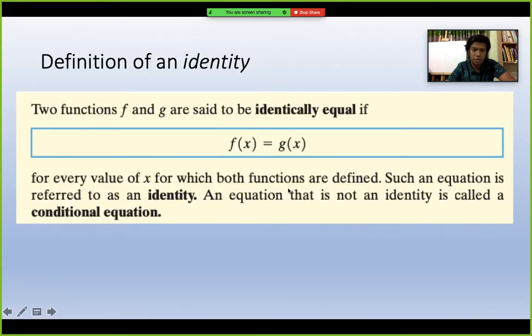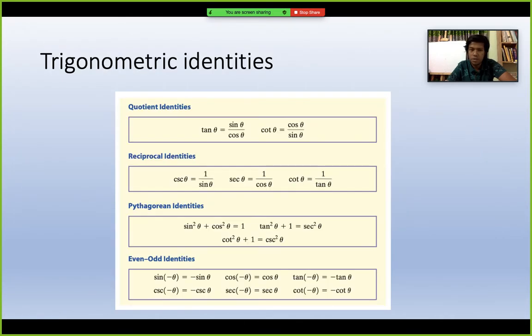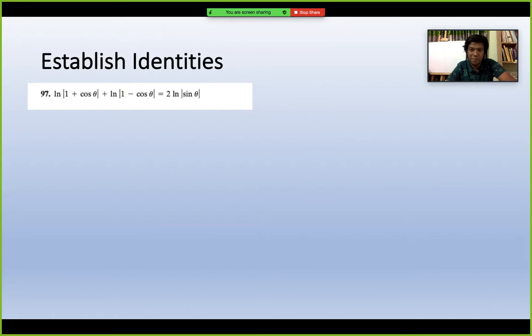These are the basic things that we already discussed, like the difference between identity and conditional. They are always important, as are the trigonometric identities. These are very important things that we will always need. There are actually four maths here in our book from this lesson, so let's try to solve one math from here.